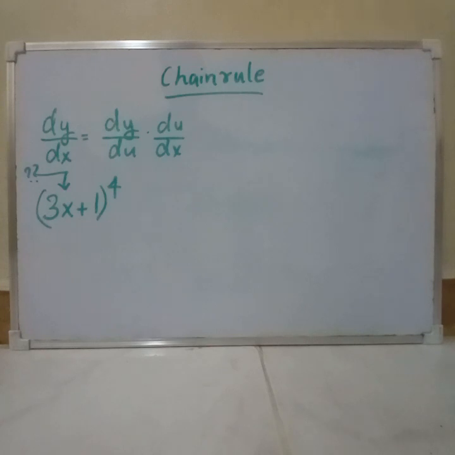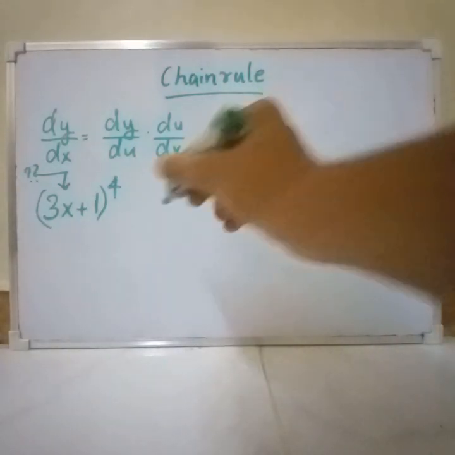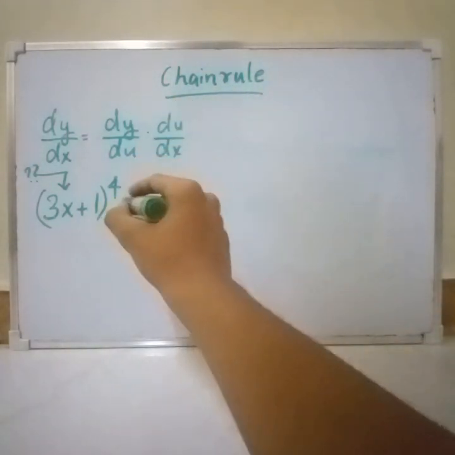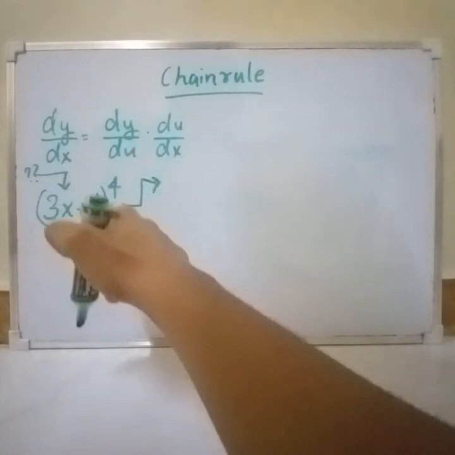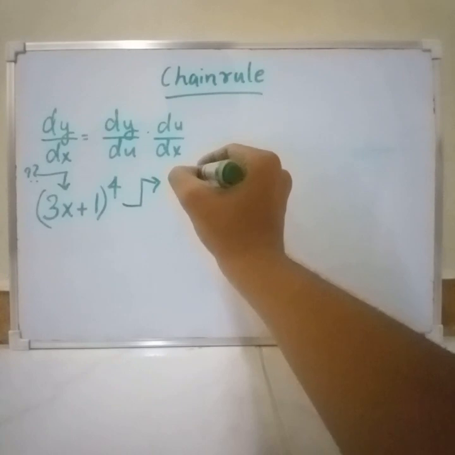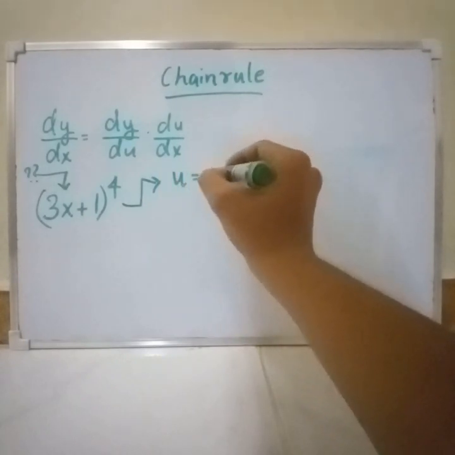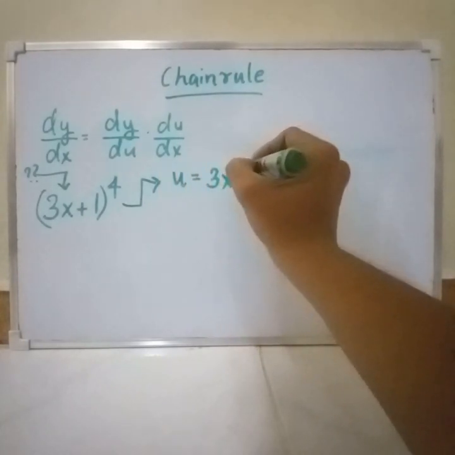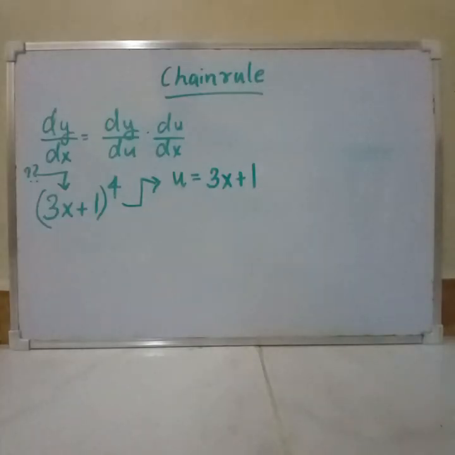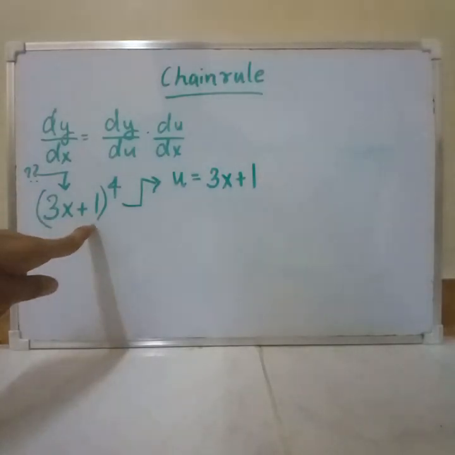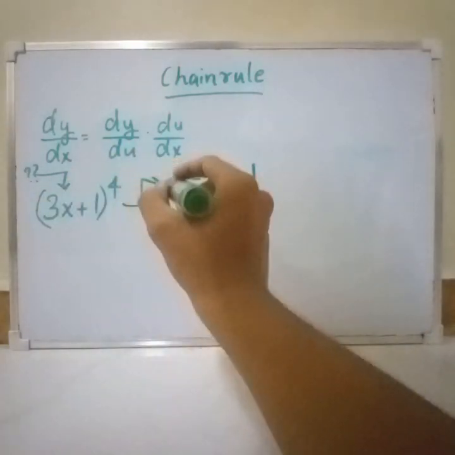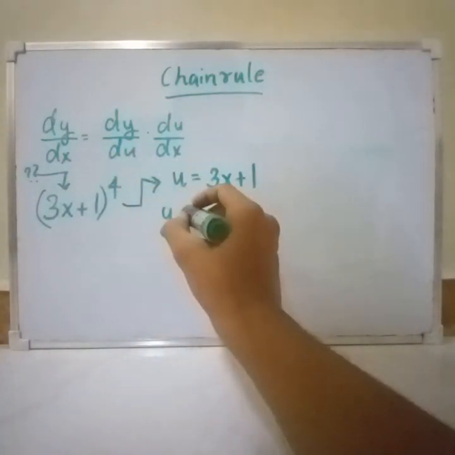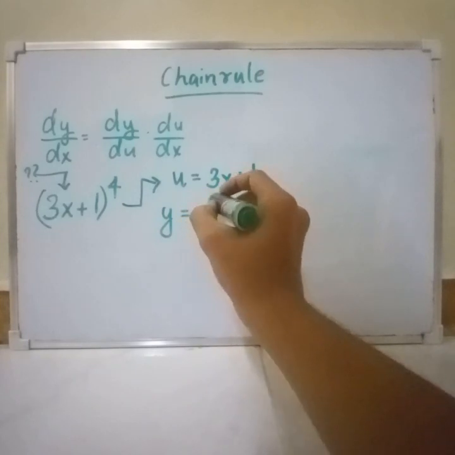First of all, I will discuss how to solve this question so you can understand the formula after that. So we can take whatever is inside the power as u, right? So u will be equal to 3x plus 1. So our function is (3x plus 1) the whole raised to 4, and this can be written as y is equal to u raised to 4.